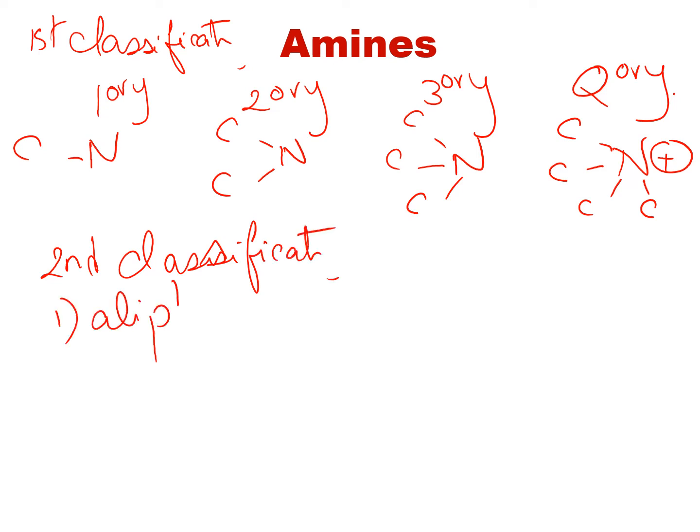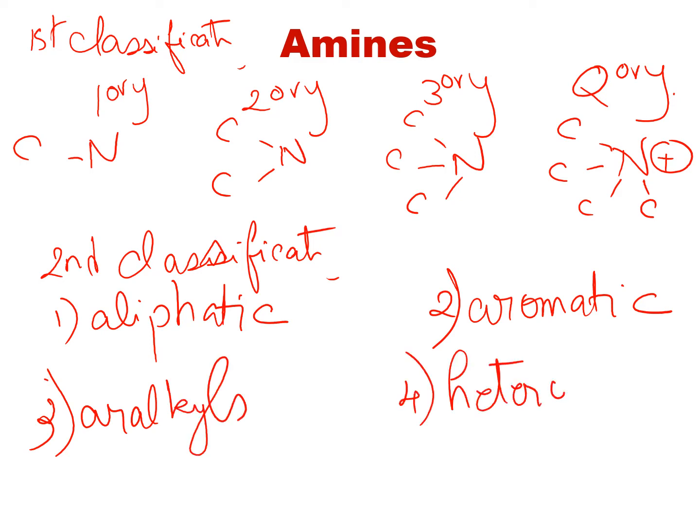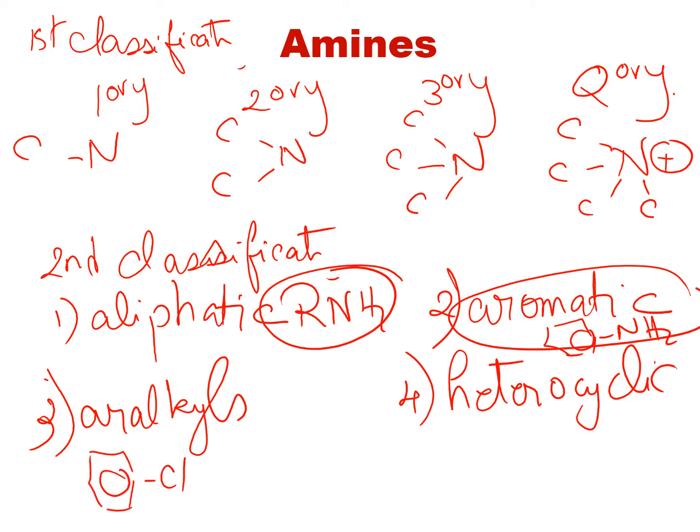The second classification was the aliphatic versus the aromatic versus the aralkyls, and finally the heterocyclic amines. The aliphatic has the nitrogen attached to an aliphatic chain. The aromatic has the nitrogen attached to a benzene ring. The aralkyls has a nitrogen attached to an aliphatic chain. However, the structure contains a benzene ring. And the heterocyclic is a ring that has a nitrogen in its constitution.